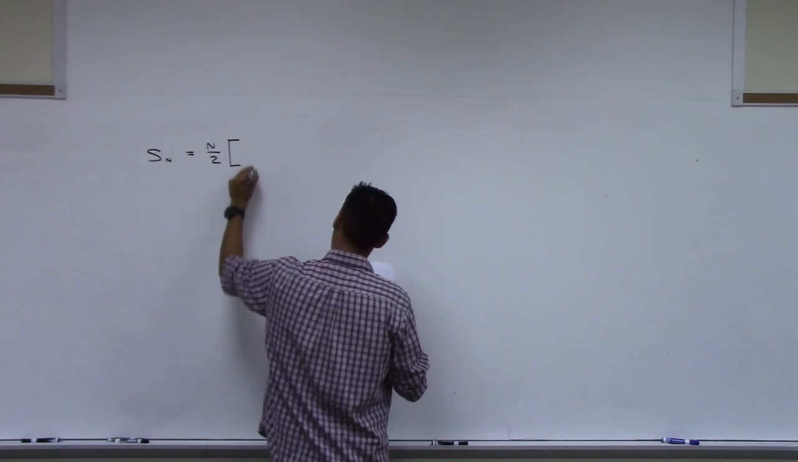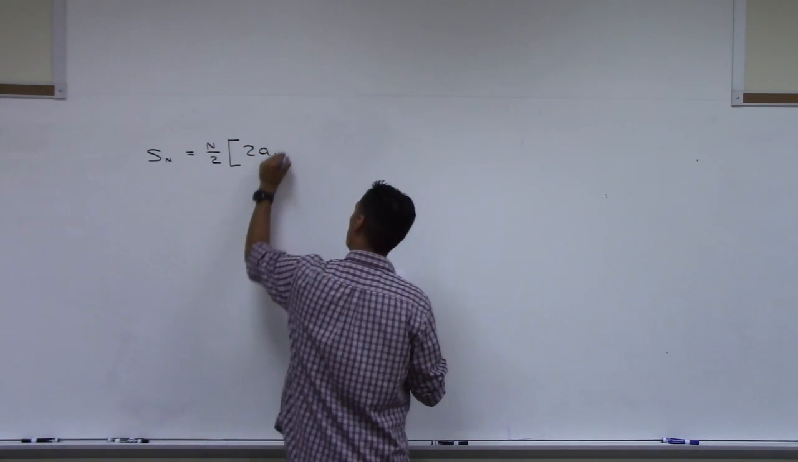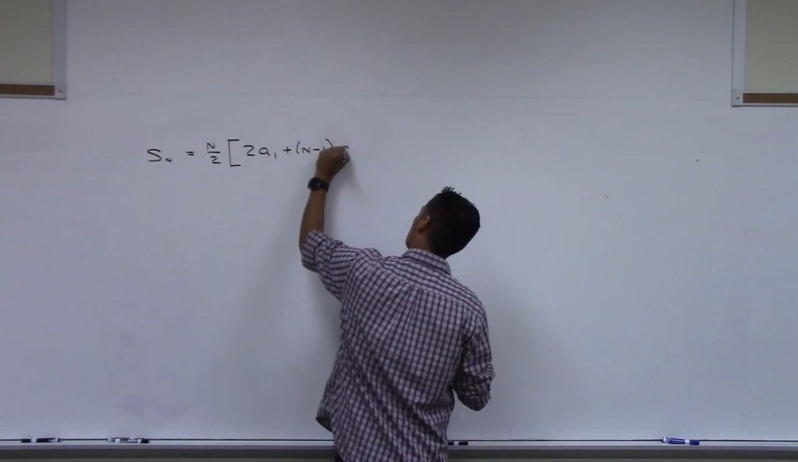All right, so let me see here. 2a1. This formula looks terrible. Oh my gosh. Okay.